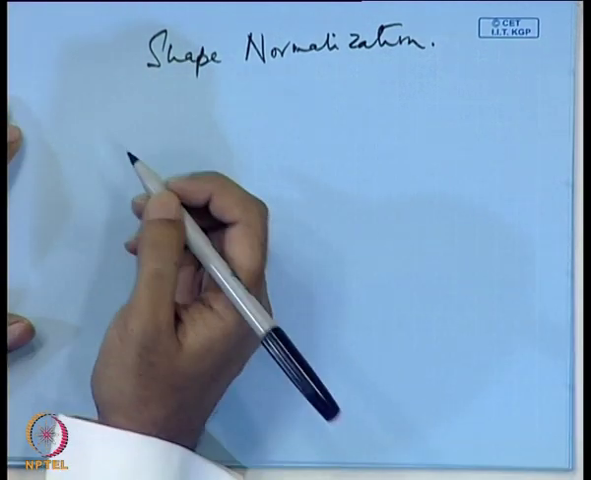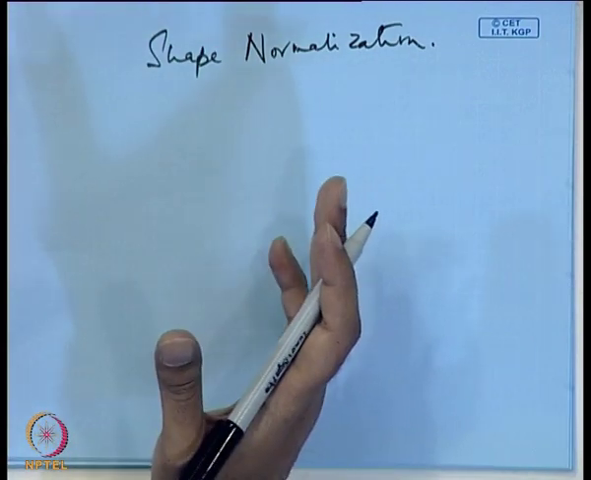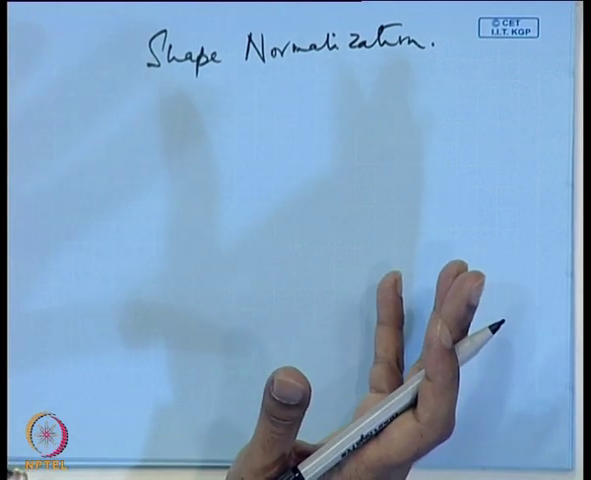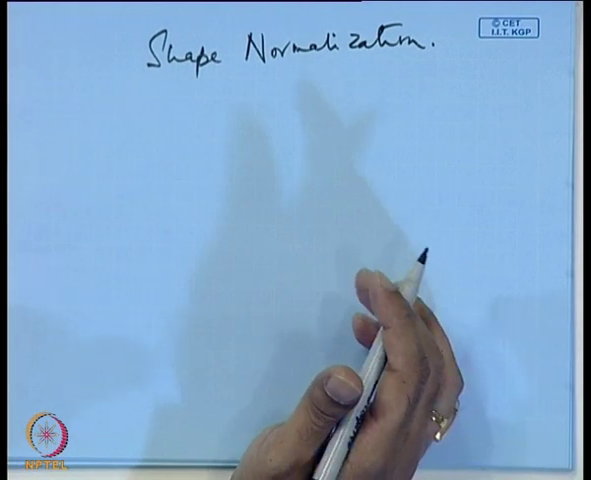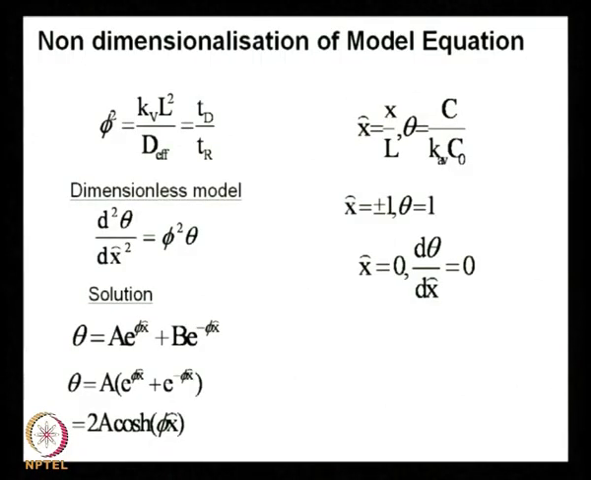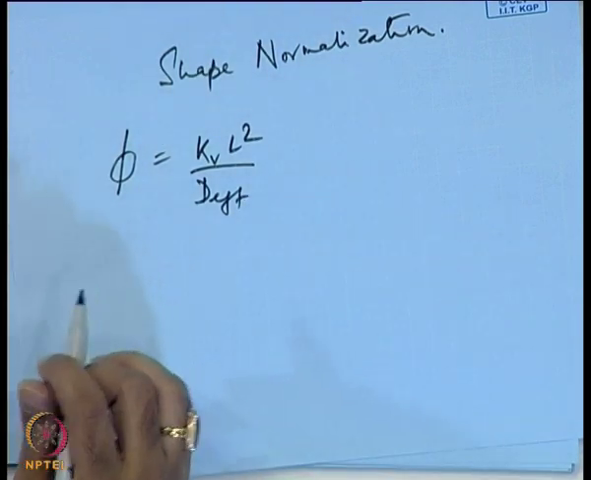Shape normalization is essentially that if you have any shape, be it spherical, be it cylindrical, be it some very weird shape, you know, the pentagon or some kind of weird shape, pyramidal, which you cannot capture, you cannot solve the equation in every shape. So, what you do is you transform these shapes into standard shapes, for example, a slab, and then you do all the calculations. When you transform them, the only thing that is transformed is, for example, phi square, which goes as kV L square over D effective, right. So, that is your phi square.